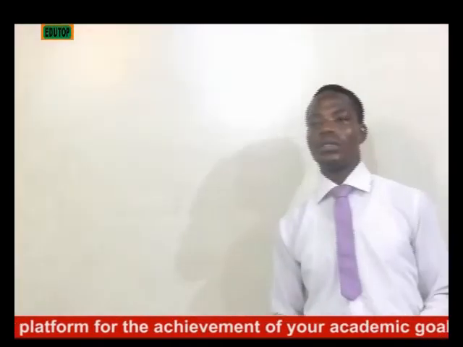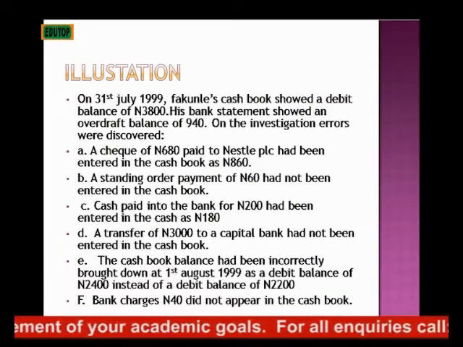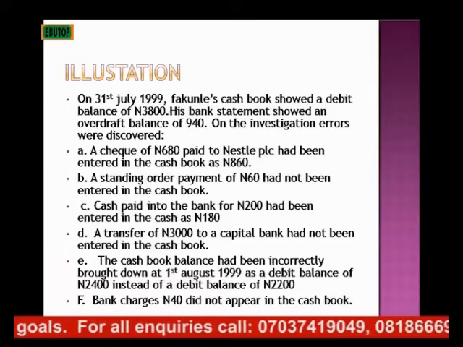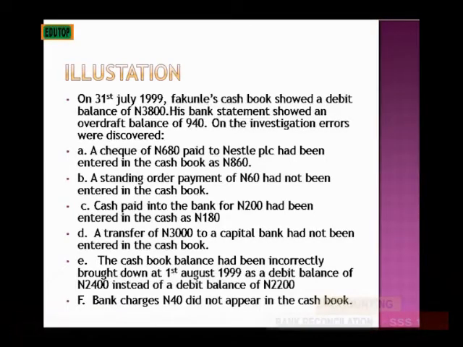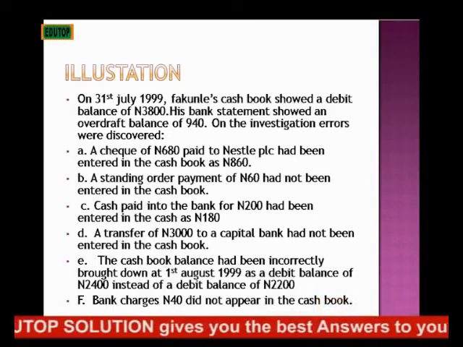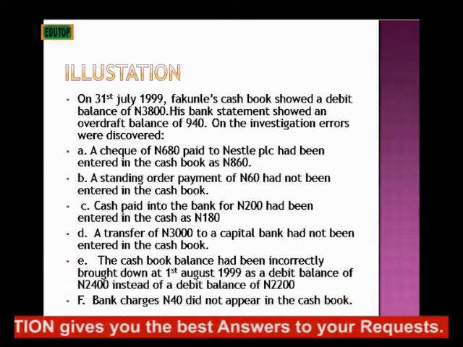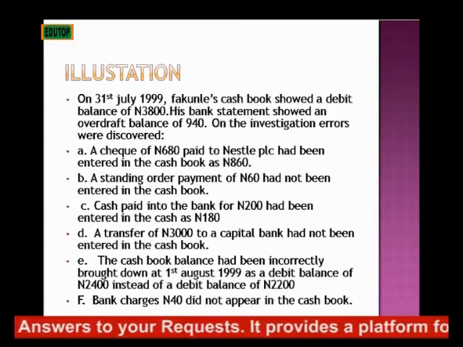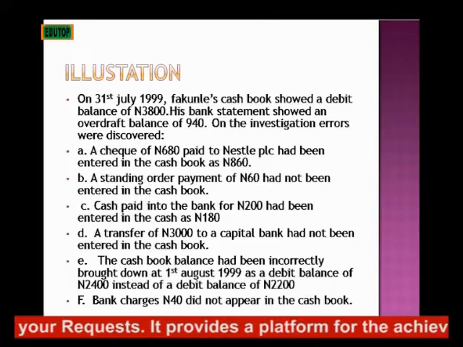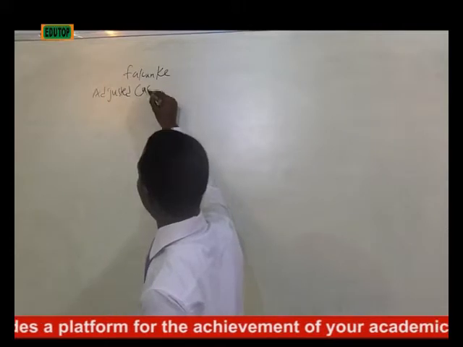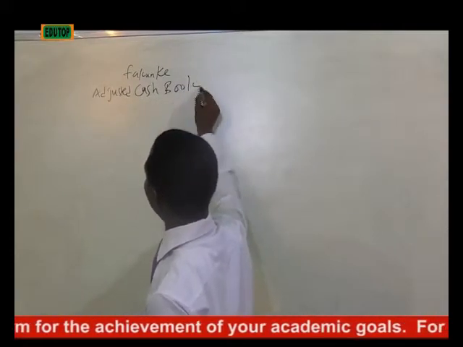Now we go to an illustration, so we will know more about the bank reconciliation statement. Now here we go. So these are the information. Illustration. Look at the information: at the end of the day, you are required to prepare an adjusted cash book and bank reconciliation statement for the month of July 1999. Now let's go. On 31st July, Fakunle cash book. Since you have to prepare an adjusted cash book, you just write Fakunle adjusted cash book.